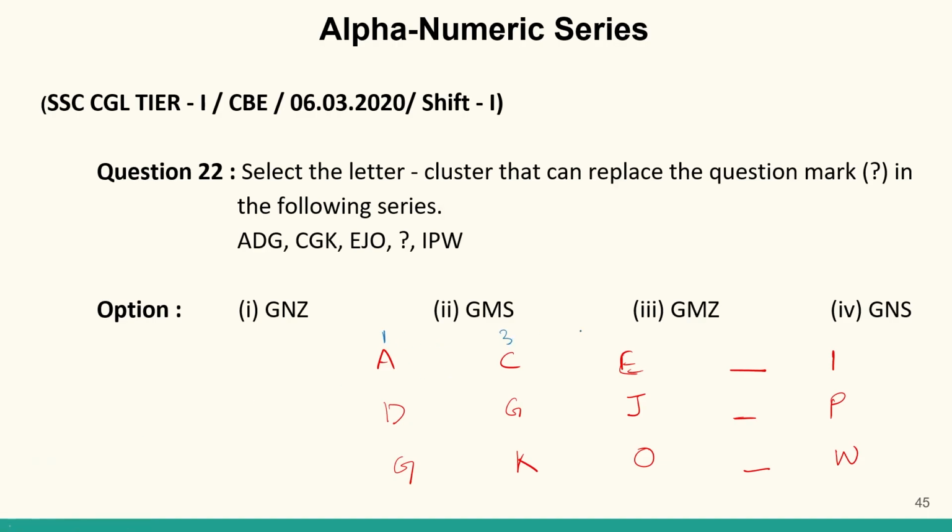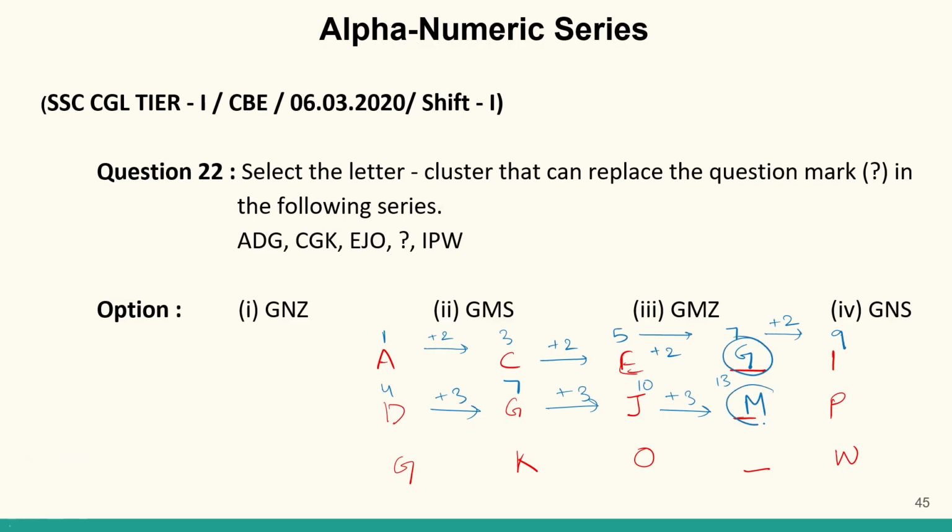A is positioned at 1, C at 3, E at 5. Simply 2 positions are being increased. So from 5, if we increase 2 positions, we'll get the 7th position. And at the 7th position, we have G, right? And from here, if we increase 2 positions, I is at the 9th position. Simple. G should be the first element. Then from D, which is positioned at 4, we are going to 7 and then to 10. So we are increasing it by 3 positions. So let us increase it by 3 positions. We'll get the 13th position. And the 13th position is M. The first element G, then M.